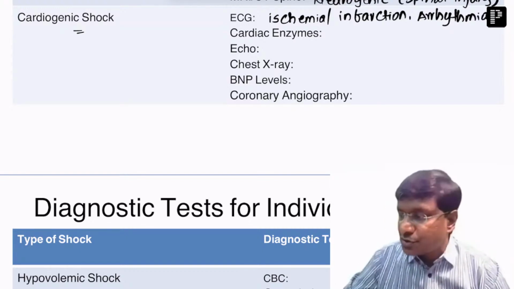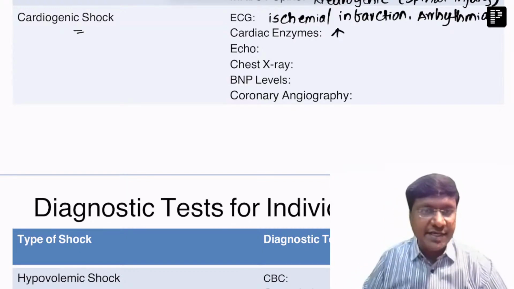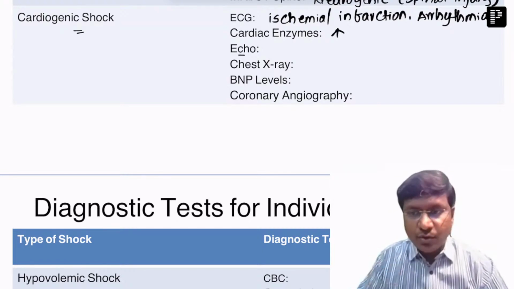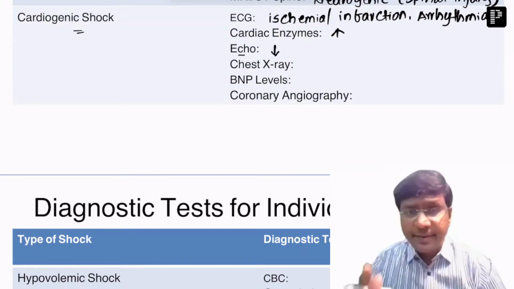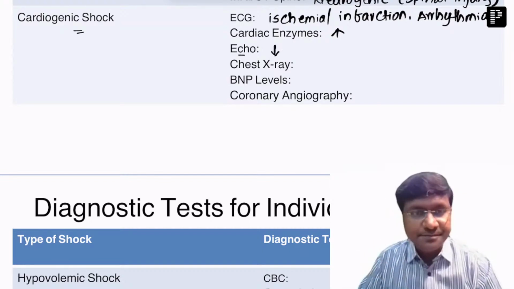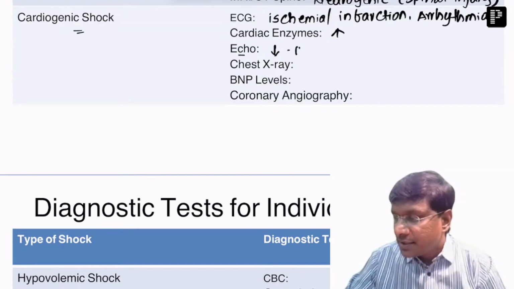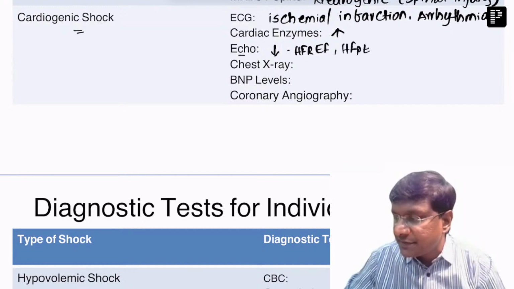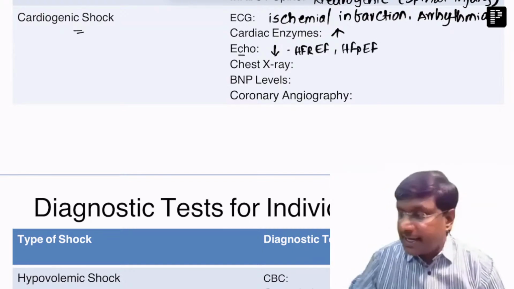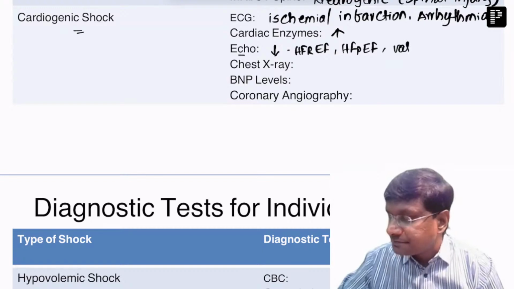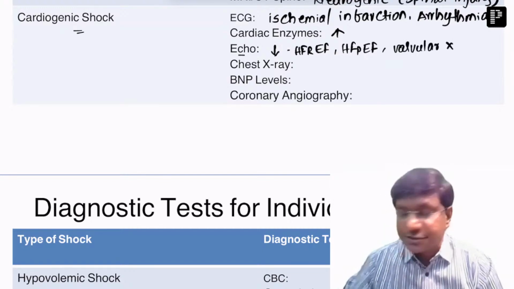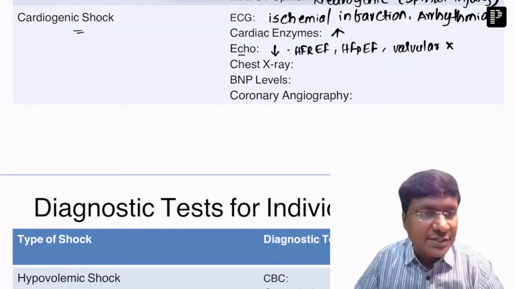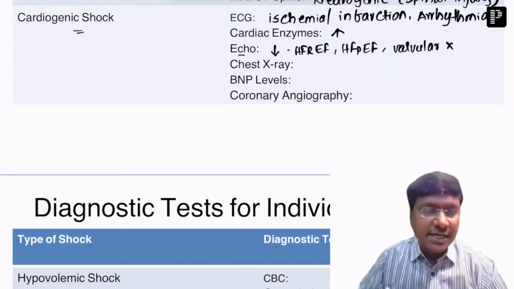And cardiac enzymes are usually elevated. What are those cardiac enzymes elevated? That is CKMB and troponin. Now you take the 2D echo. So 2D echo will show that there is reduced ventricular function, right? So it could be heart failure with reduced ejection fraction, or heart failure with preserved ejection fraction, either HFpEF or HFrEF. And there can also be valvular dysfunction, like mainly aortic stenosis. These obstructions or valvular abnormalities will also lead to the development of cardiogenic shock.